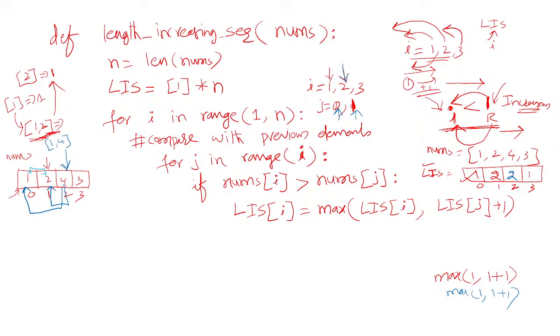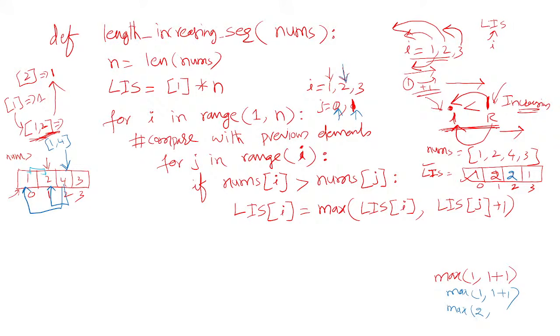Okay, so then it checks nums of i. Nums of i is 4. 4 greater than 2, yes. So then I am updating this lis value here, the count value. It is nothing but max of lis of i here. So what is lis of i here? That means 2 it is.